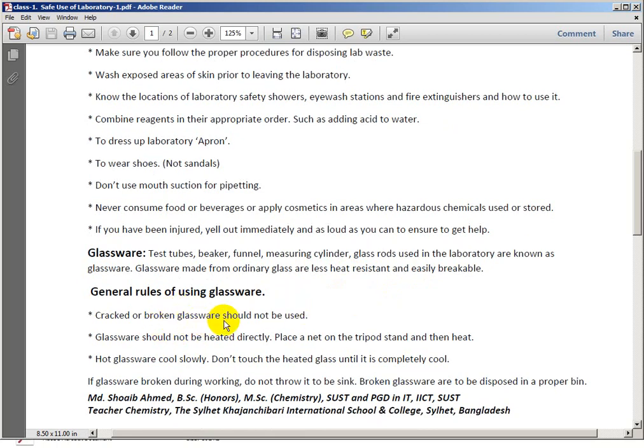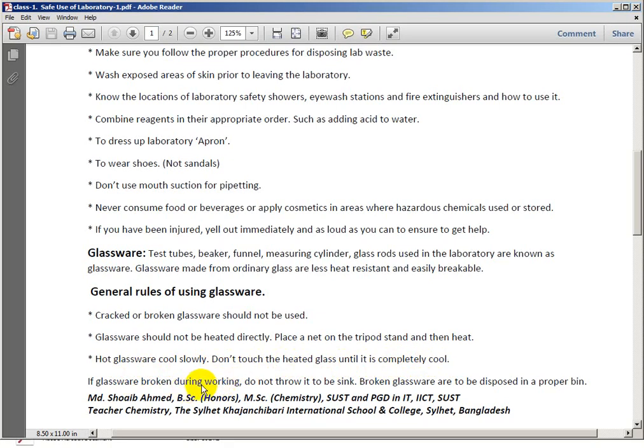Cracked and broken glassware shouldn't be used. Glassware should not be heated directly. Place a wire net on the tripod stand, then heat. Hot glassware cools slowly. Don't touch heated glass until it's completely cool.